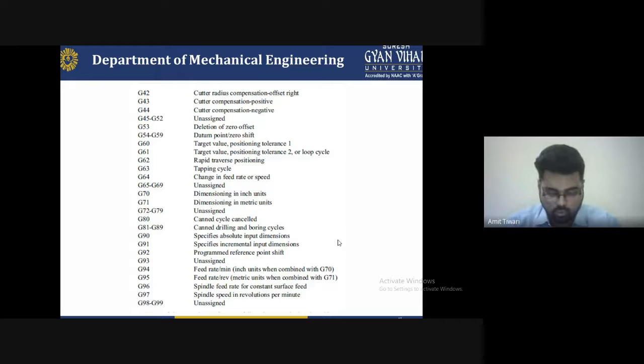So these are the reasons why we are selecting this G code and M code. M code we will discuss in the next slide. G code will be used for that. So these are the answers to my question related to this, so that we understand properly.